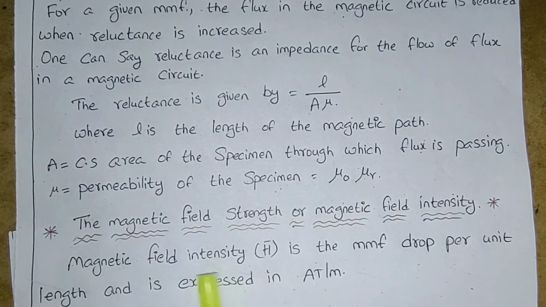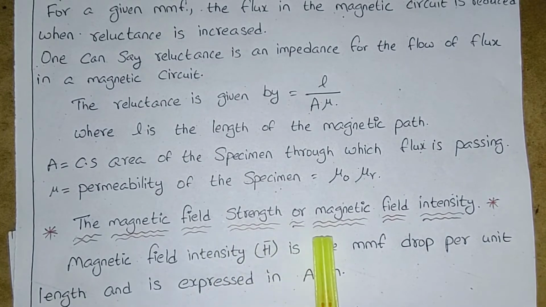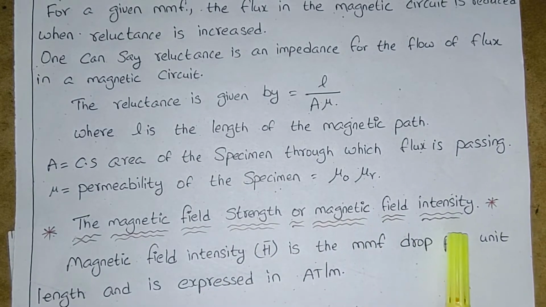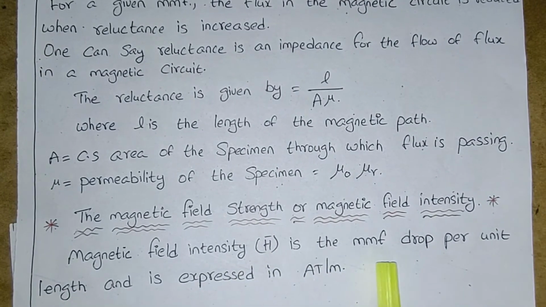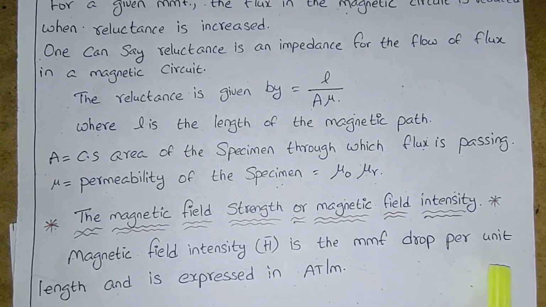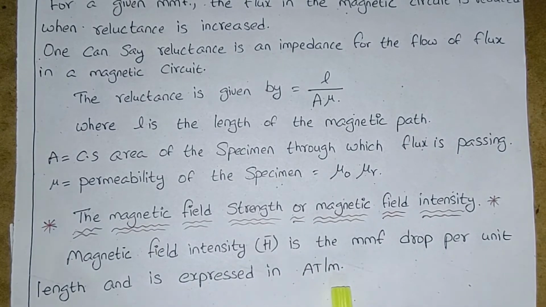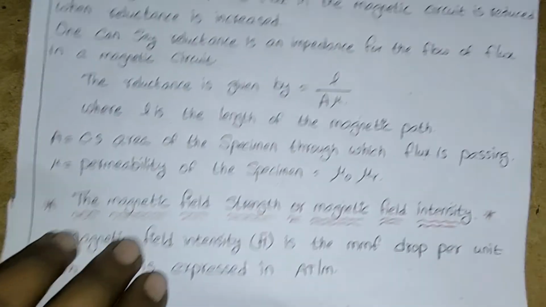Next, the magnetic field strength or magnetic field intensity. Magnetic field intensity H is the mmf drop per unit length and is expressed in AT by m.